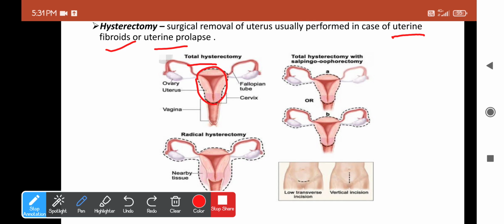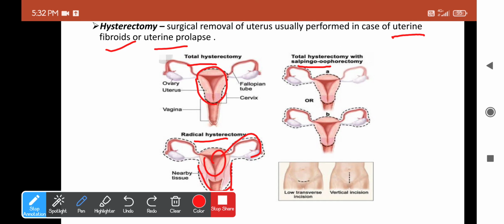That's called total hysterectomy. If the fallopian tube and the ovary on one side or either side are removed, it is called total hysterectomy with salpingo-oophorectomy. Salpingo refers to the fallopian tube and oophoro refers to the ovary. And one more is called the radical hysterectomy. This is where the uterus along with fallopian tube, ovary, part of vagina, and the surrounding connective tissue structures are also removed. And this is done in case of cervical and ovarian cancers, and that's called radical hysterectomy.